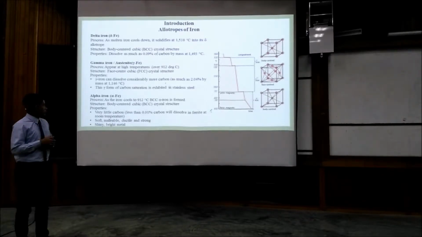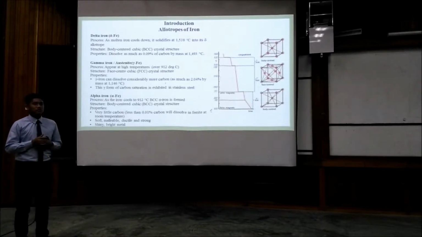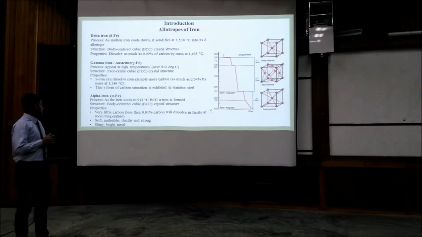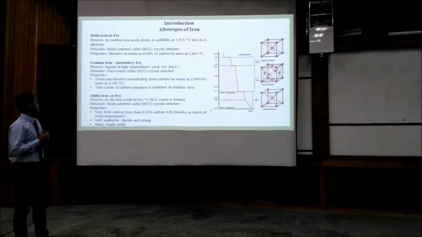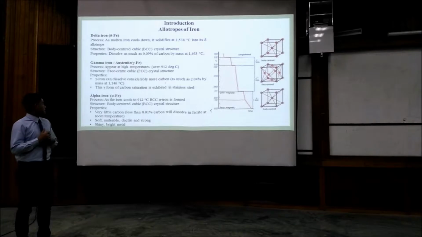The properties of alpha iron: very little carbon, less than 0.01% carbon, will dissolve in ferrite at room temperature. Alpha iron is also soft, malleable, ductile, and strong. It's also a shiny and bright metal. And then the second part is gamma iron.